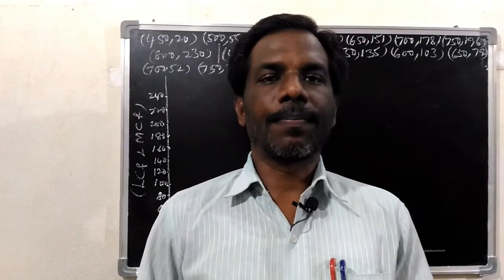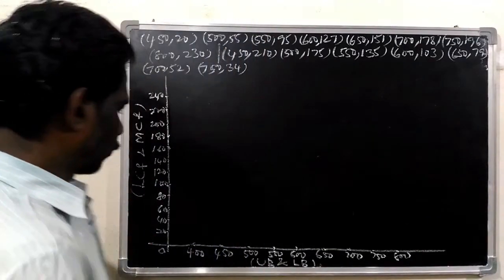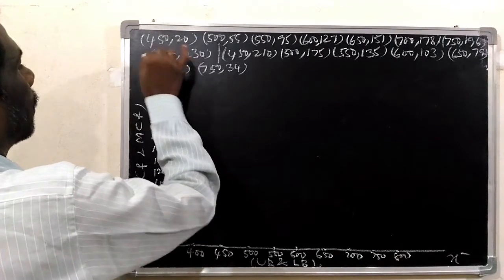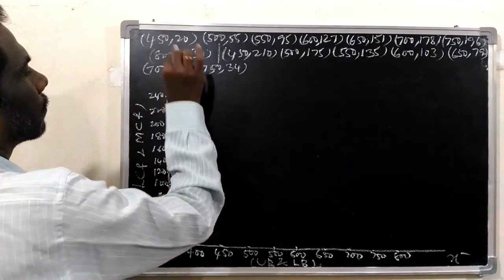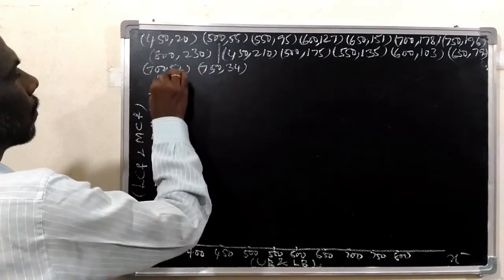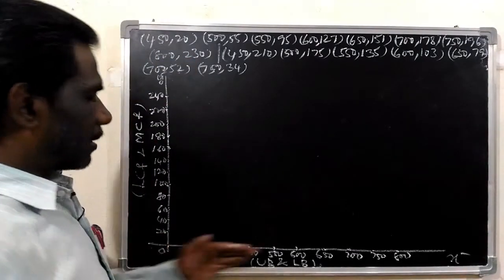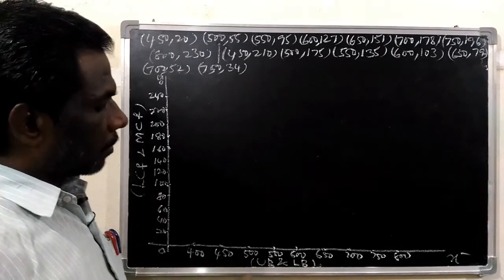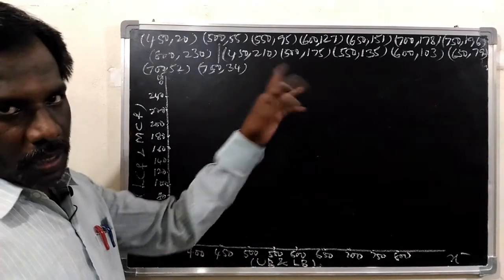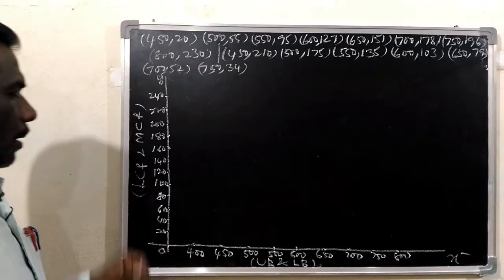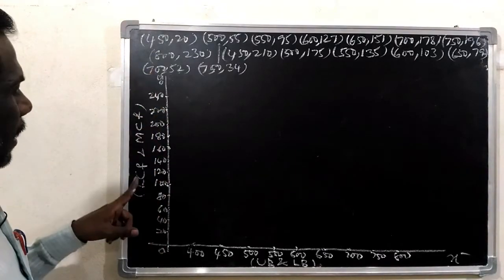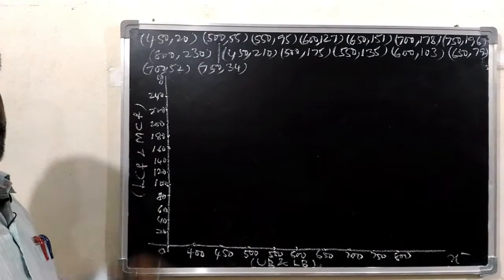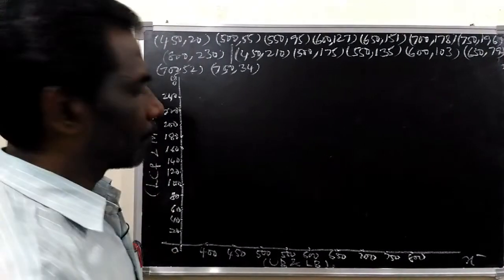Now I am plotting the points on the graph. So this is the x-axis and this vertical line is the y-axis. On the x-axis I have taken the upper boundary and lower boundary, because I am going to draw both the curves. And on the y-axis I have taken the less than cumulative frequency and more than cumulative frequency, so both the frequencies.